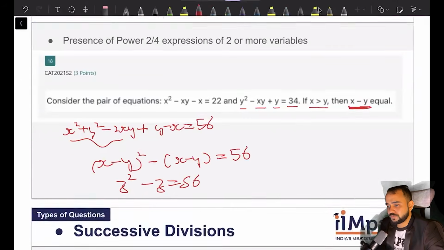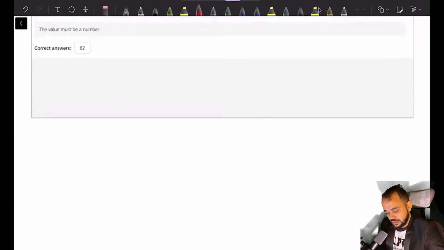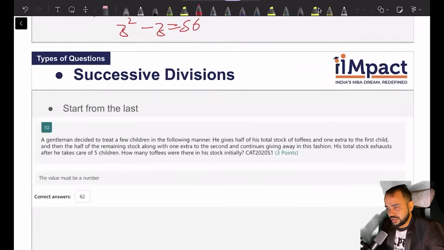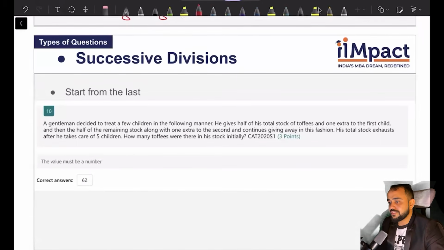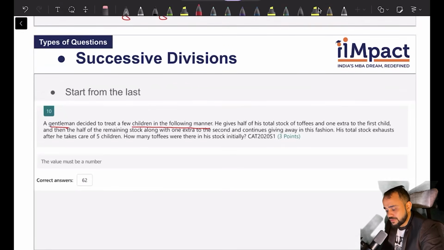All right, moving on. So, this is the last thing I wanted to discuss, successive division. Not asked very frequently, but if it is asked, there is only one way to do this. You don't start with the information, you start from the ending. So a gentleman has decided to give few children toffees in the following manner. He gives half of his total and one extra to the first child.